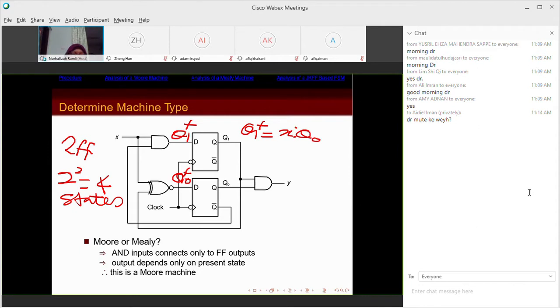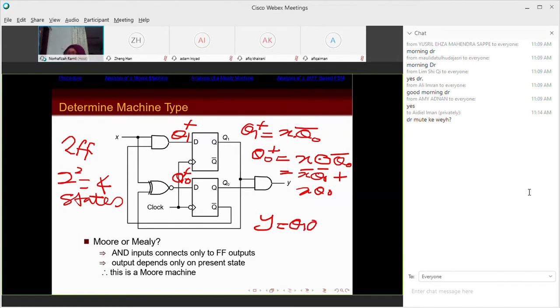And whereas Q0 plus, or D0, Q0 plus is equal to X exclusive NOR with Q0 bar. And if you open this one, this is actually X Q0, X bar Q0 bar plus X Q0, right? So you got the equation for Q1 plus and Q0 plus, and then the output. The output is Y, a Moore output, Y is equal to Q1 Q0.